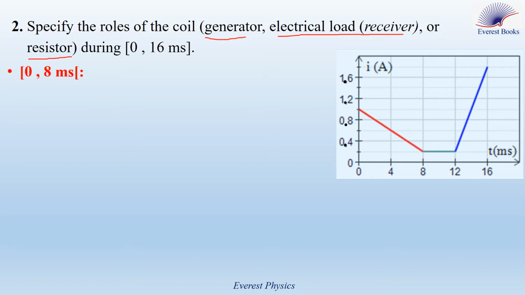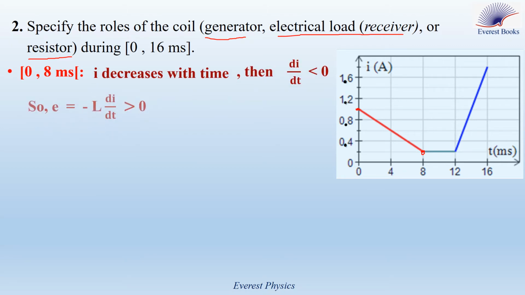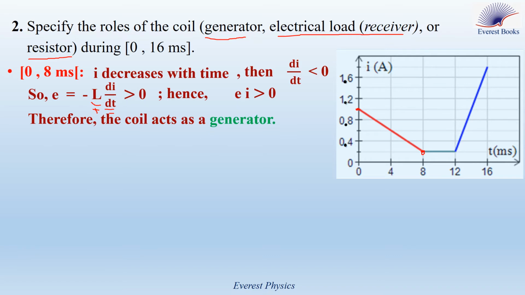Let's start in the time interval 0-8 milliseconds. According to the curve, the current decreases from 1 to 0.2 ampere during the time interval 0-8 milliseconds. So dI by dt is negative. Using the expression of the self-induced electromotive force, E is equal to minus L dI by dt. L is positive, dI by dt is negative, then E is greater than 0. I is greater than 0, E is greater than 0, so E times I is also greater than 0. Therefore, during this time interval, the coil acts as a generator.